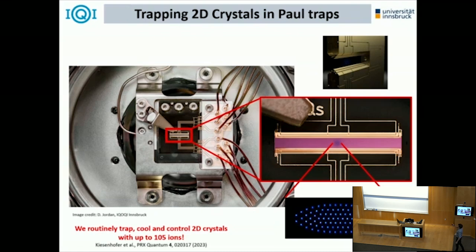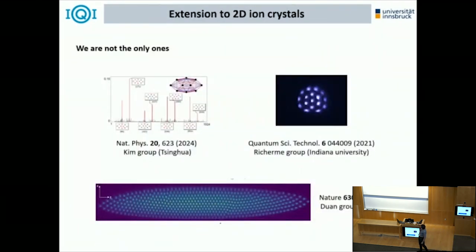But what we can do is we can routinely trap, cool, and control 2D crystals with up to 105 ions in our trap. And other groups have also explored this, for instance, Kihwan Kim in Tsinghua, Phil Richerme and others here in Indiana.